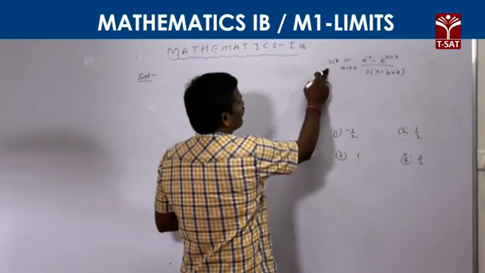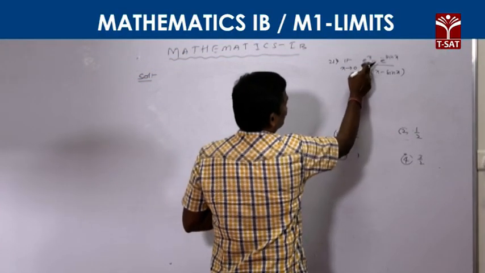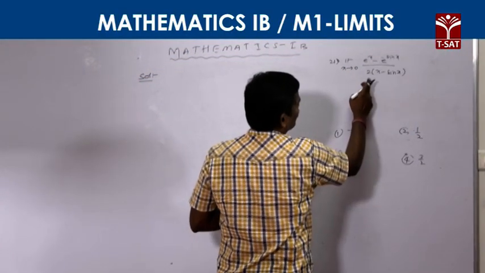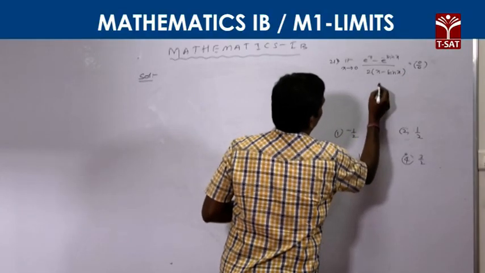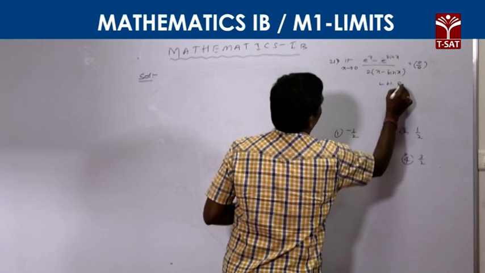Question 21, limit as x extends to 0, (e power x minus e power sin x) by 2 into (x minus sin x). This is a 0 by 0 form, which you will solve by using L'Hospital rule.